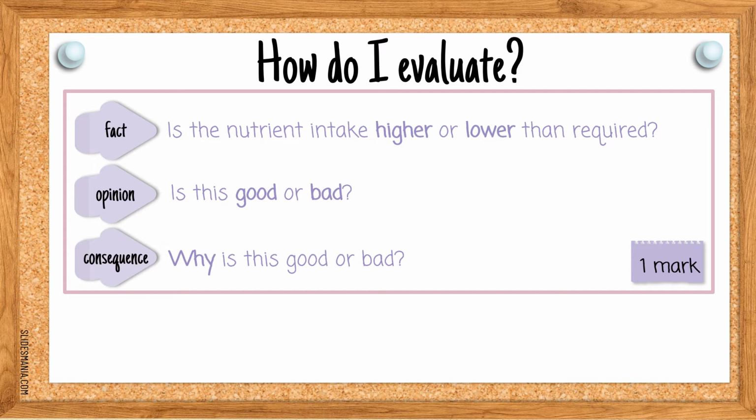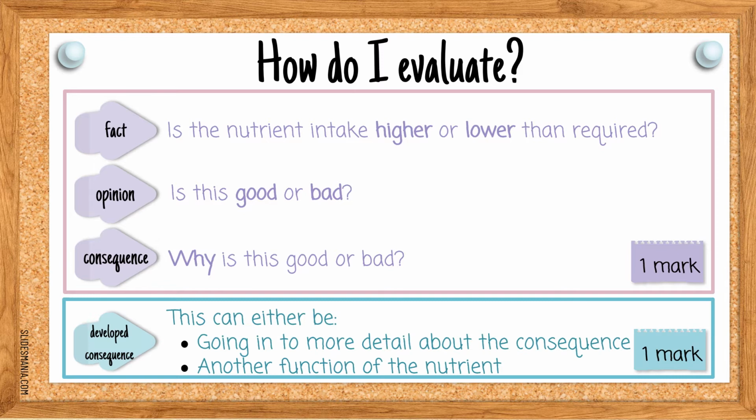You've then got to give an opinion. So is this a good or a bad thing? Sometimes it can be both, and that would lead into your consequence. So that is just you explaining why this is a good or a bad thing. And once you've done that, you will get 1 mark after that. You will also need to, for your DRV question, add in at least 2 developed consequences. And that's how you would get a 2nd mark.